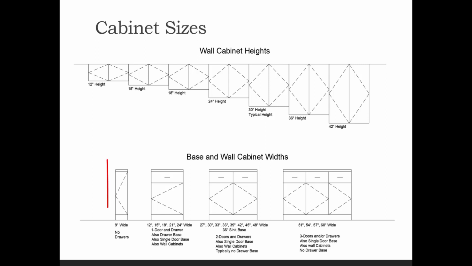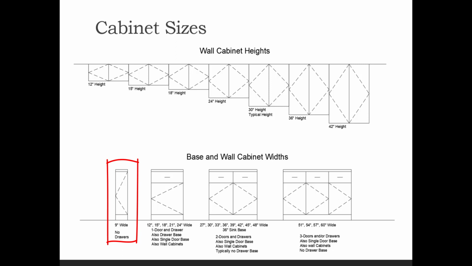So typically, the smallest size cabinet that you can have is 9 inches wide. In recent years, they've been able to make a 6-inch spice rack that can be fit into the kitchen, but 9-inch base cabinets are usually the smallest, and they don't get a drawer because the drawer would be too small to hold any items.